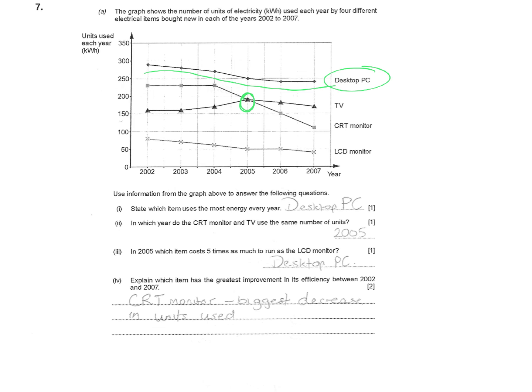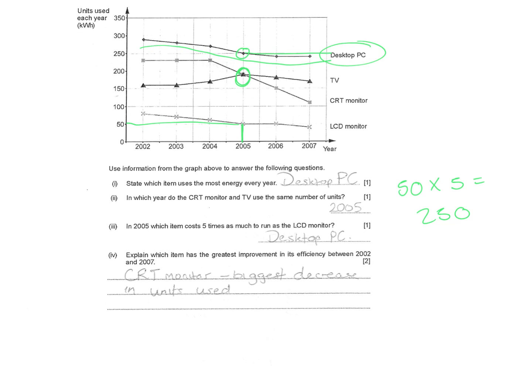In 2005, which item costs 5 times as much as an LCD? So you are looking, so 2005, that's 50. 50 times by 5 then would be 250. So which one of them is at 250? That's the desktop PC. Okay, remember you have a calculator, you're not expected to do this in your head. Explain which item has the greatest improvement in efficiency between 2002 and 2007. The CRT monitor, because there's the biggest decrease in units used.